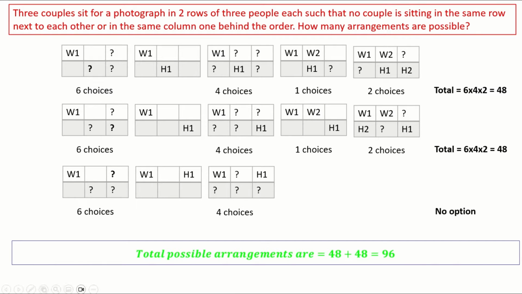Okay, this is easy. Just try to draw the diagram like this and then put the options. Most of the options are actually not possible, right? So it's very easy to calculate that way. Easy.